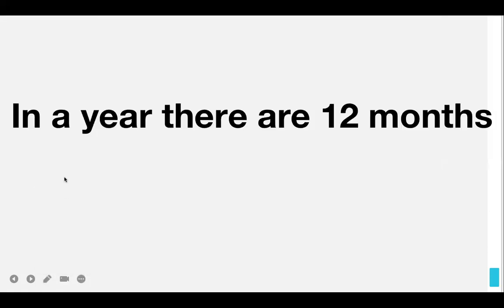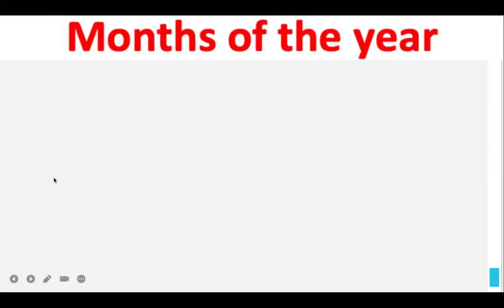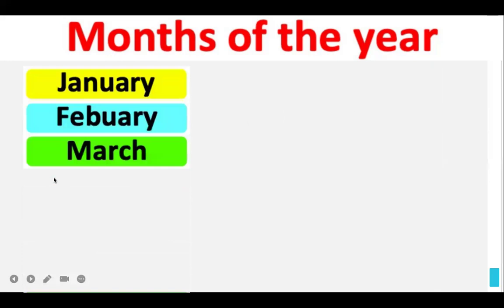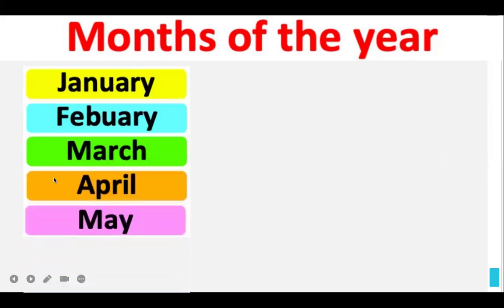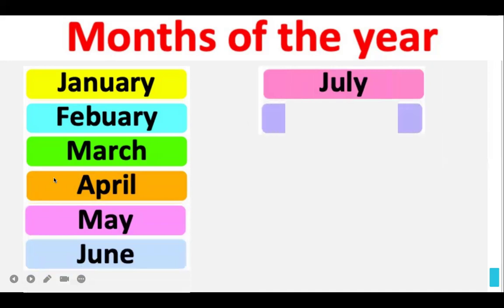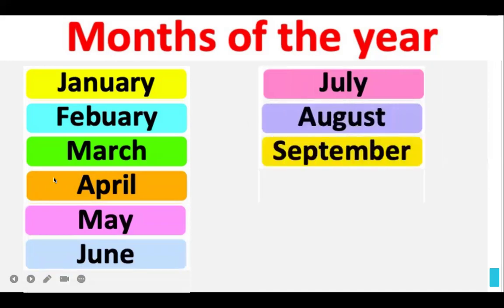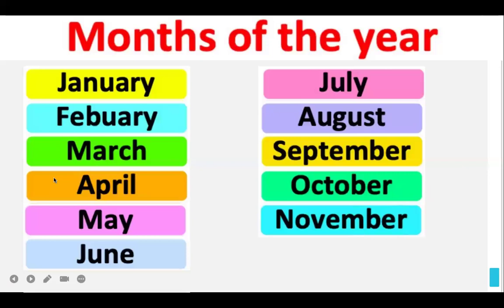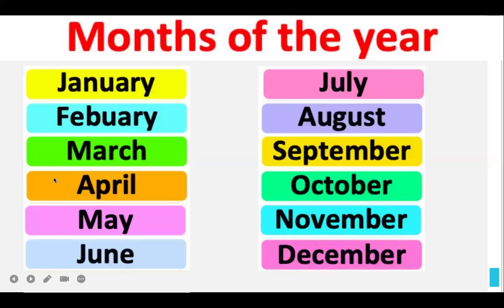Now, in a year, there are 12 months. So we have 12 months in one year. They are January, February, March, April, May, June, July, August, September, October, November, and December. So these are the months of the year. Again, how many months in a year? We have 12 months.